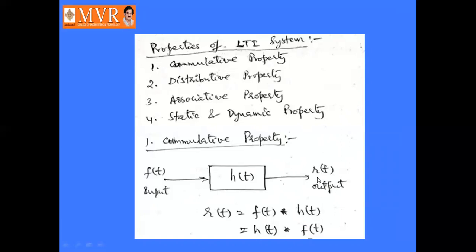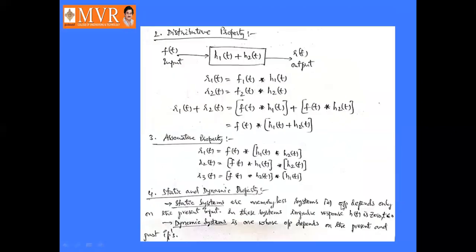Output signal is also called the response. The response of this system is defined as the input f(t) convolved with the impulse response, that is f(t) * h(t), or we can write this as h(t) convolved with f(t). This is called the commutative property.